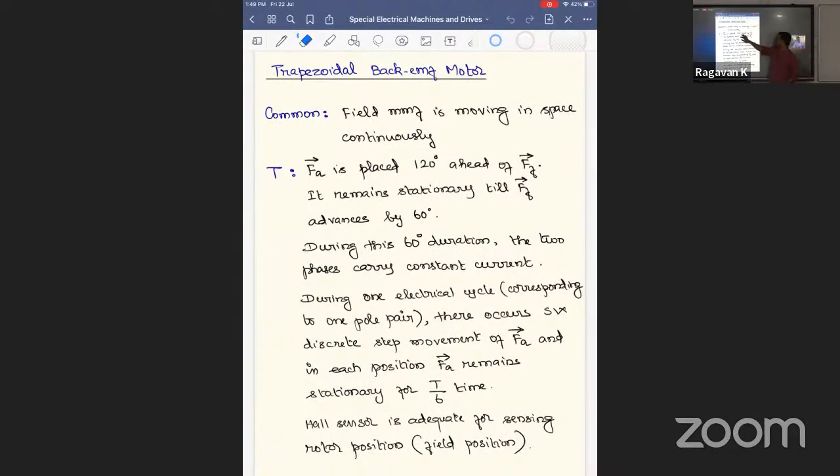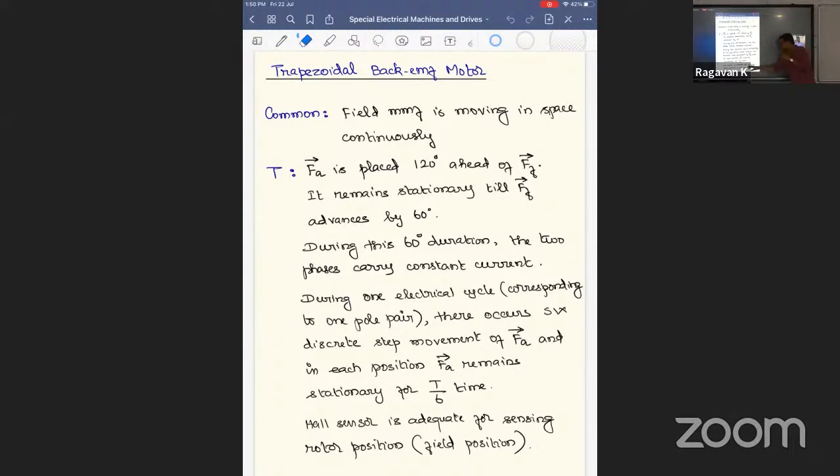FA is placed 120 degree. Field MMF is moving continuously in space, but FA is placed 120 degree. Then when the angle between the moving FF and the stationary FA is 60, then again I'm advancing FA by 60. Now once again the angle is 120 degree. FF is moving continuously, FA is stationary, and again shifting like that. So it's actually advancing the armature MMF vector in space in a discrete way. Discrete. So we require the position information not continuously, only approximately.